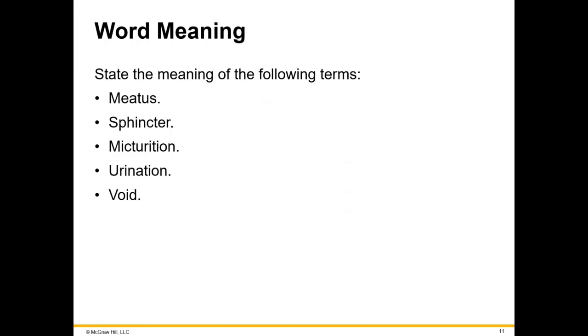Meatus is the external opening of a passage. Sphincter, we've talked about that, is a band of muscle that encircles an opening. Micturition, urination, and void all mean to expel urine via the urethra. So all three of those are essentially the same thing, just worded differently. We good?